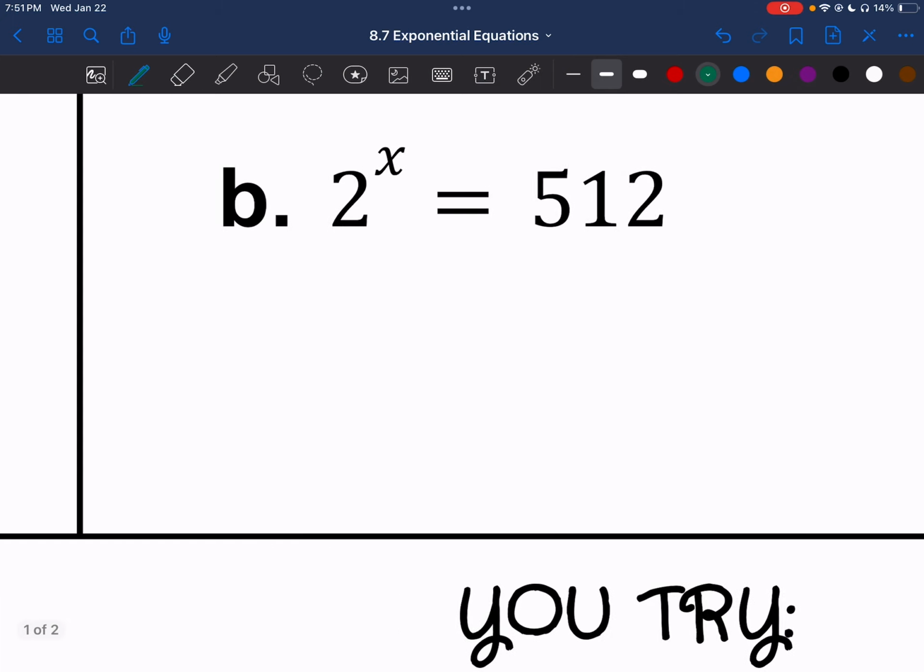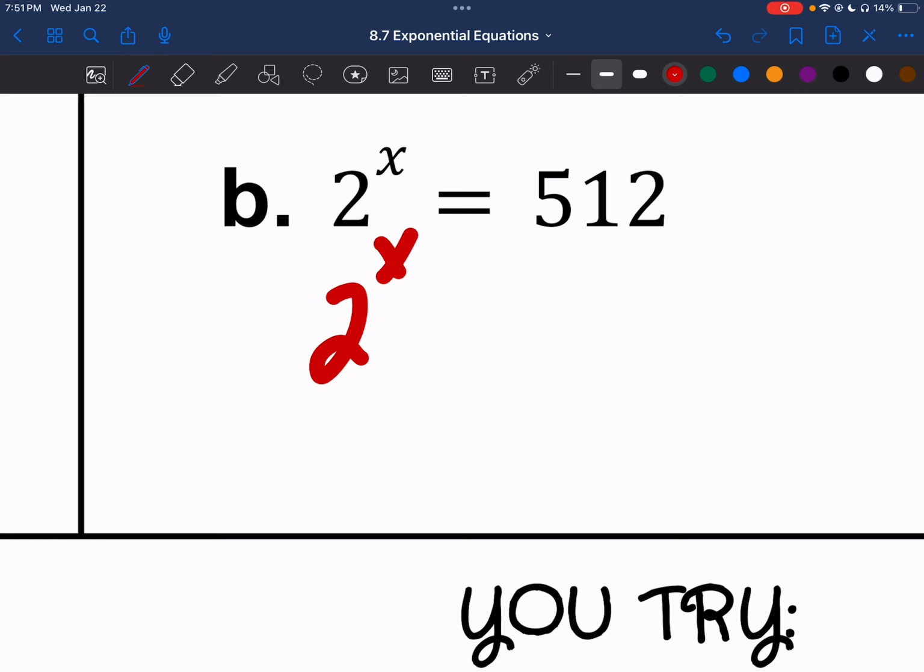All right, letter B. We have 2 to the x power equals 512. All right, so we rewrite it as 2 to the x is equal to 2 to the something. Okay, what is that something? Well, we start with 2 times 2 is 4, times 2 is 8, times 2 is 16, times 2 is 32, times 2 is 64. Okay, we still haven't gotten there yet. Times 2 again is 128.